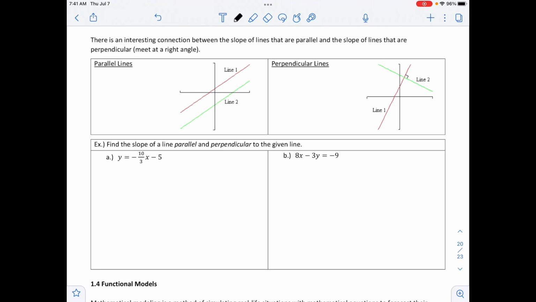There is an interesting connection between the slope of lines that are parallel and slopes of lines that are perpendicular, which means that they meet at a right angle. So the first thing is, for parallel lines, you'll notice that the slopes of line 1 and line 2 are the same. So we'll say m1 is equal to m2. And for perpendicular lines, you can see line 1 and line 2 intersect at a 90-degree angle, and their slopes are going to be opposite reciprocals. So the slope of 1 is going to be negative 1 over the slope of the other.